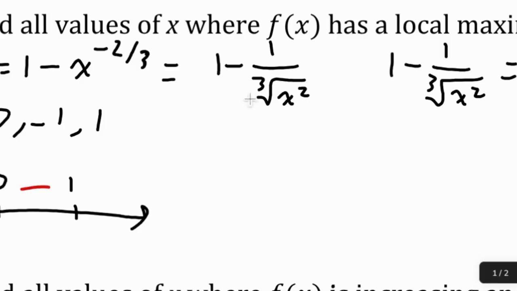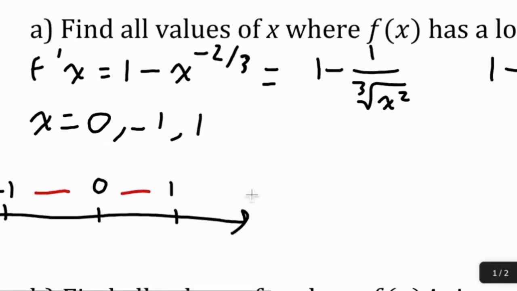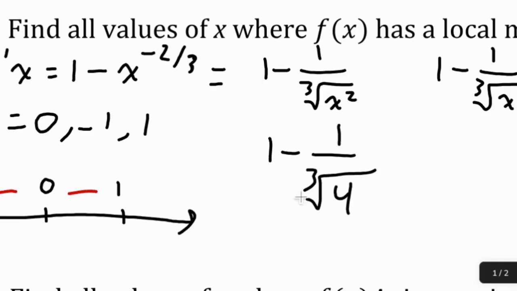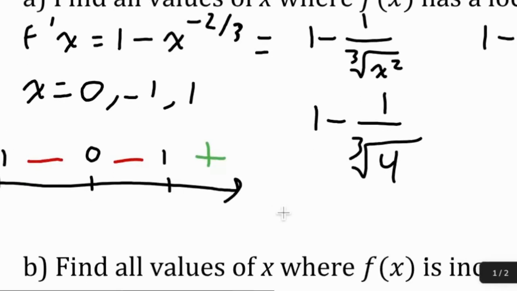And we can actually use a similar method to figure out the last interval from 1 to infinity. We'll use a positive 2 this time. And we'll do 1 minus 1 over cube root of 2 squared is 4. And because I know that this term is going to be less than 1, I know it's going to yield me a positive output. So we have our sign chart done.